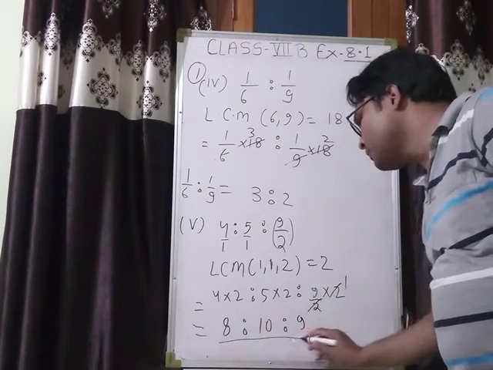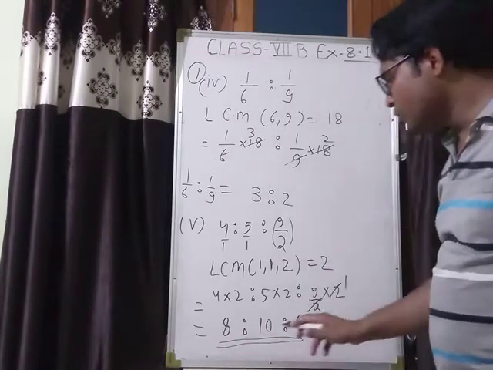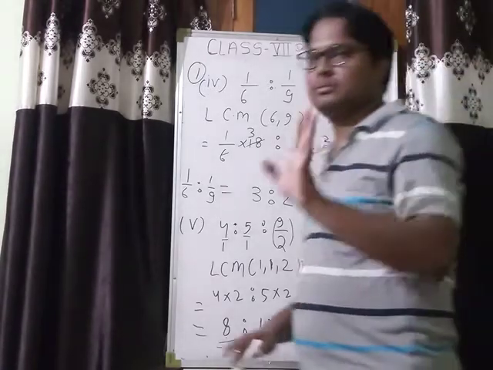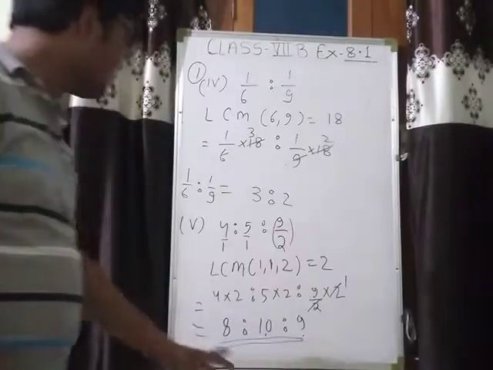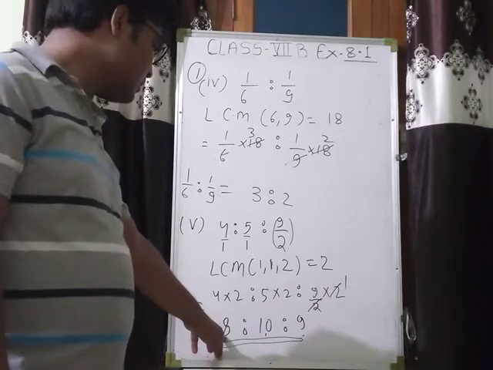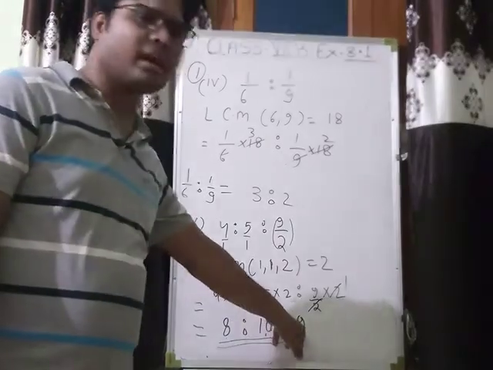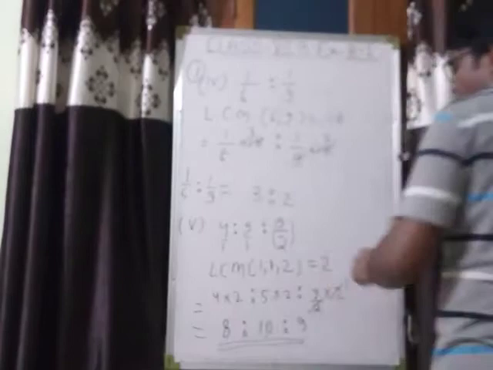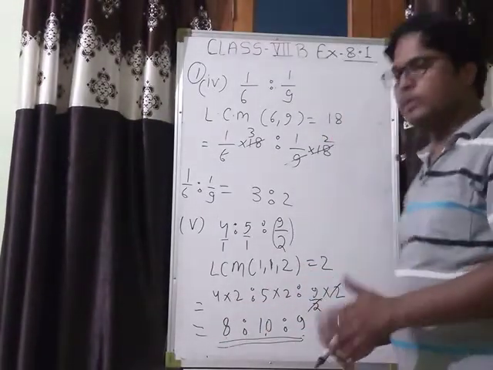Now if you want to find the simplest form of this ratio, you have to find the HCF of 8, 10 and 9. That will be 1. Means this is already in the simplest form. No number will be found that can divide all three. Look at the prime factors: for 8, 2 times 2 times 2, only 2 comes; for 10, 2 and 5 come; and for 9, 3 comes. So there is no common prime factor at all. So the HCF of 8, 10 and 9 will be 1.